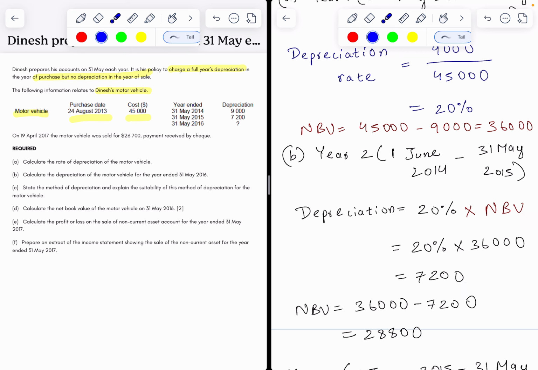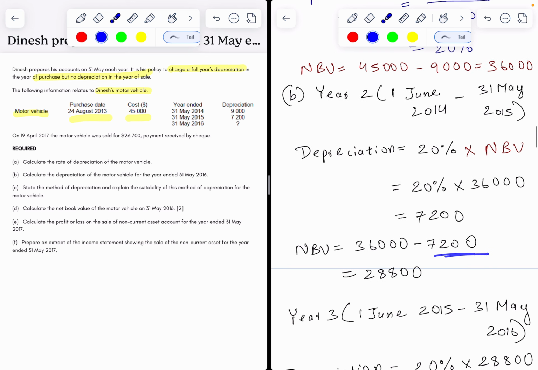Because we're using the reducing balance method, we always want to find the net book value at the end of the financial year. So which is to find the net book value at end of year 2 at 31 May 2015, which is to take the net book value that we had at the end of the first year, which is $36,000, and then subtract the depreciation expense of $7,200 for the second year, which gives us a net book value of $28,800 at the end of year 2 or at end of 31 May 2015.